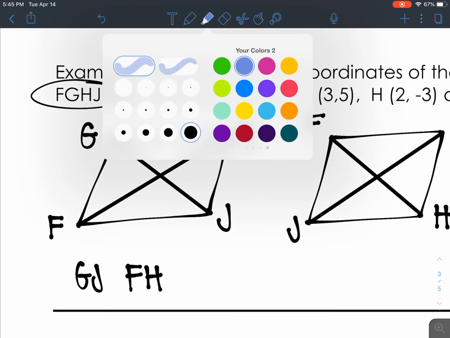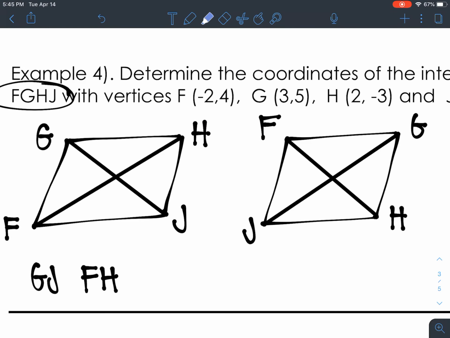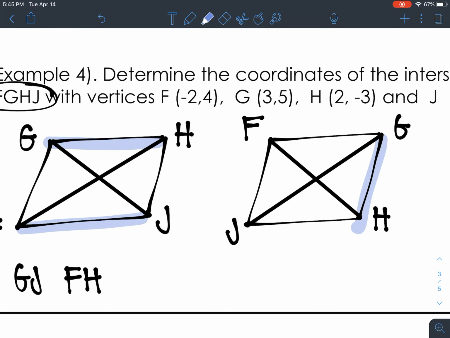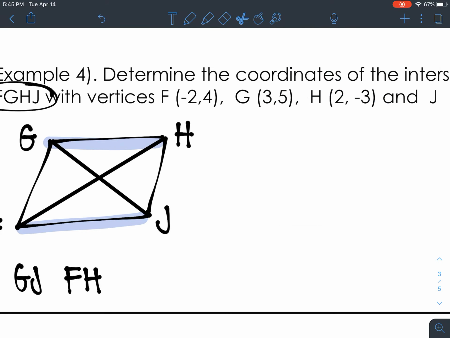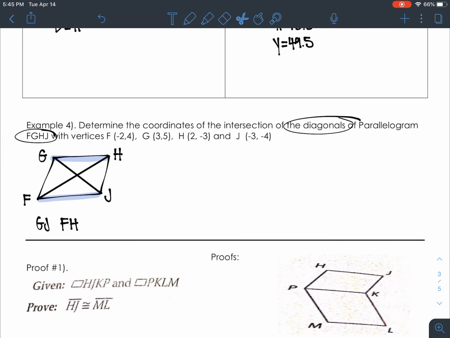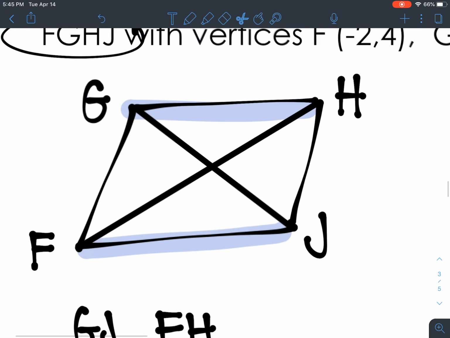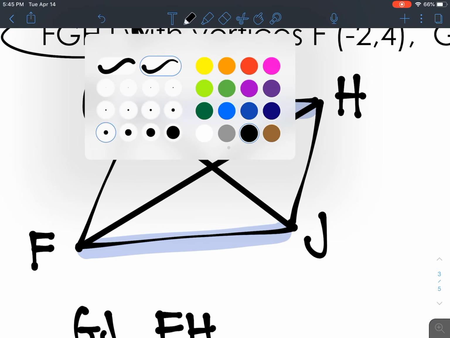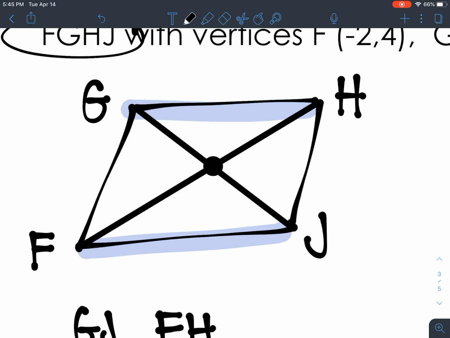Same idea if we're looking at opposite sides: GH is opposite of FJ here, and the same idea, GH is opposite of FJ. So nothing's really changing. We're just getting a look at what sides are opposite of one another, and what angles are opposite of one another, etc. But either way, what I'm looking for in this prompt is my diagonals, and more specifically, I'm looking for the coordinates of the intersection of those two diagonals. So I'm looking for this coordinate right here.